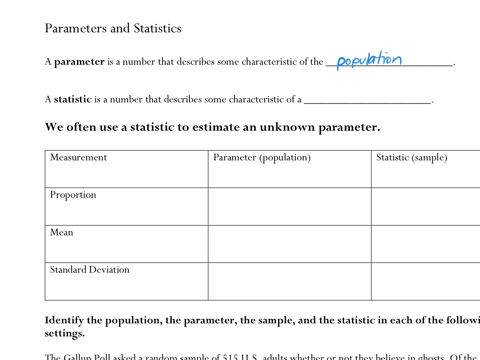Now, a statistic is very similar, except it is the same number, but it describes a sample. So, for example, when I take this sample, that is 16 out of 22, that is a statistic, because the percent of red of the sample is a statistic, and the percent of red of the entire bin is a parameter. You guys catch it? Okay.